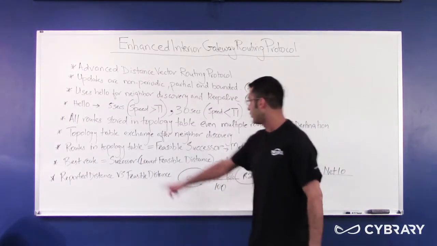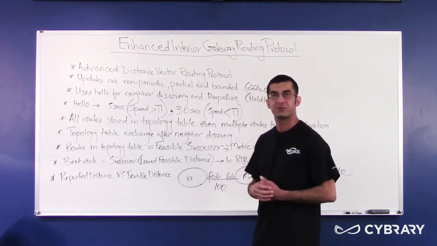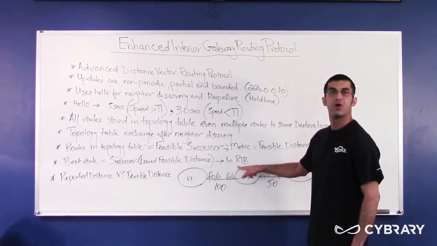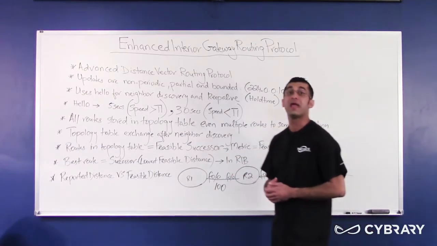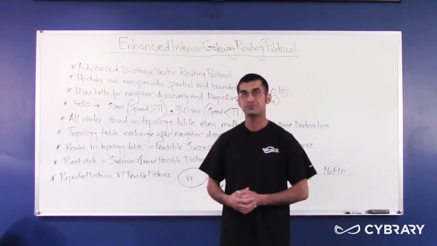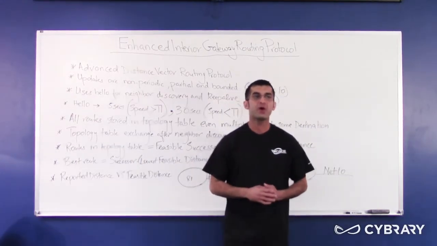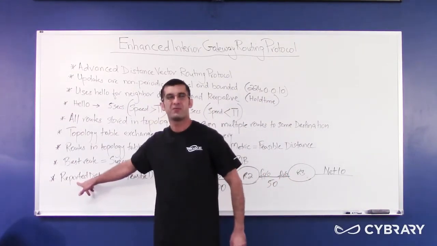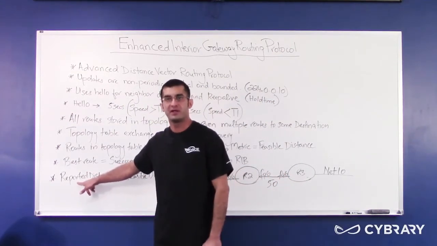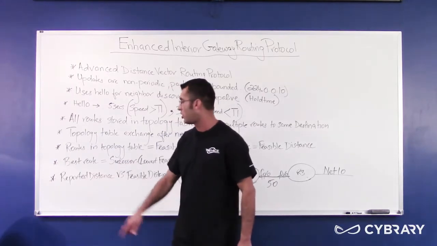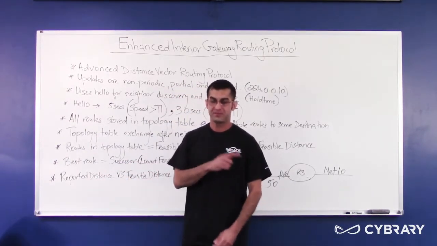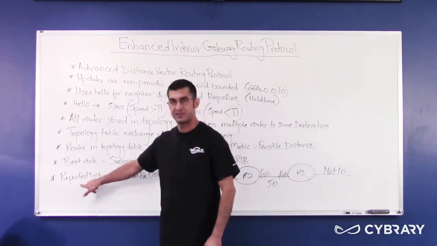So the route with the lowest feasible distance is plucked from the topology table and implanted in the route information base, or your routing table. And then it can be used. Now, EIGRP also has a concept called reported distance. Be advised that if you're reading a book on EIGRP, some of the older books call this the advertised distance. The newer books have now started calling it the reported distance.